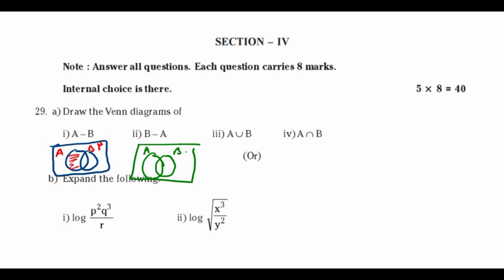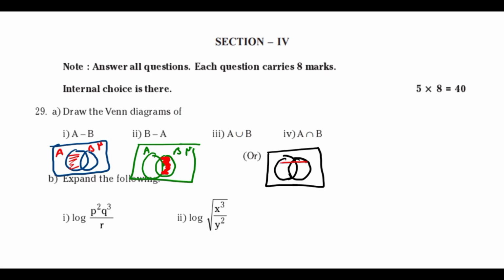Okay, so A union B, you can see here A union B I am drawing. Okay, A and B. So union means you can shade the full. This is A and this is B. So next one is intersection.